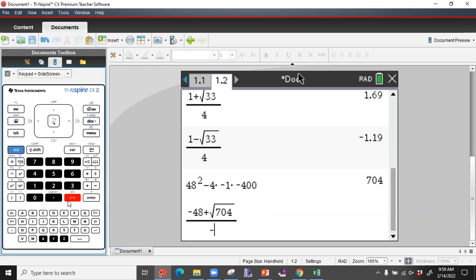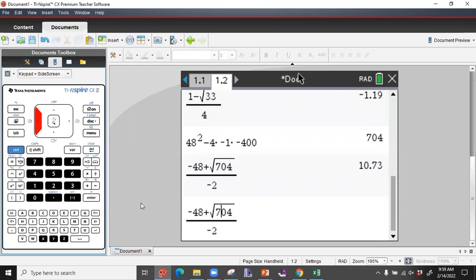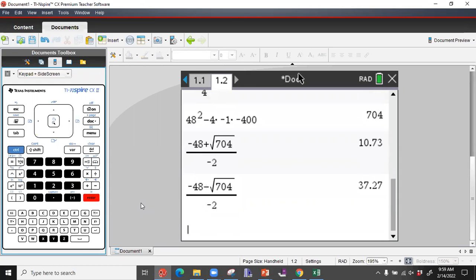I hit Control Divide, and I have negative 48 plus the square root of 704, and then we had divided by negative 2, right? Yes, because it was 1 times negative 1. So here's my first answer. I'm going to arrow up, hit enter, and delete the plus because it says plus or minus, or and, however you want to read it. I'm going to switch it to a minus, and here's my second value.